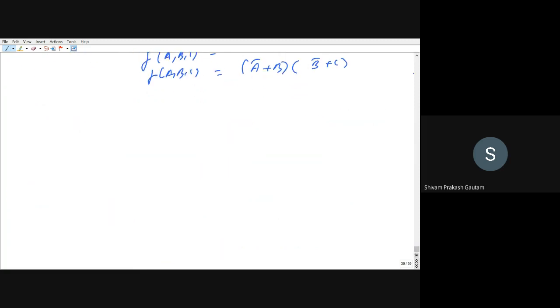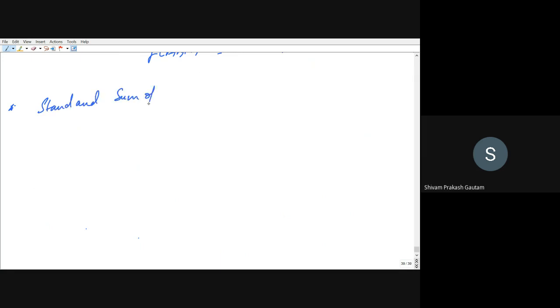Now we will look into each one individually. First we will look into the sum of product, and more specifically the standard sum of product.